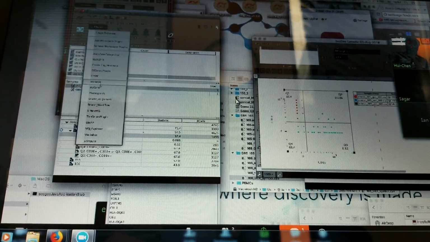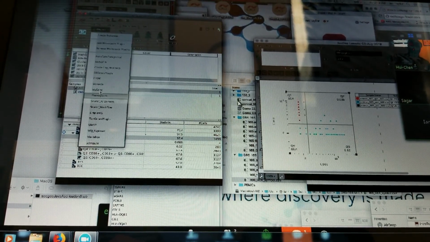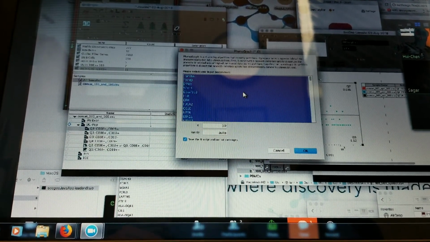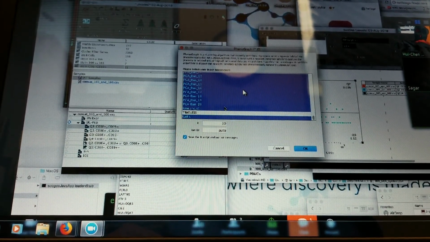Okay. So let's try phenograph. So this is another clustering mechanism. And the authors of this algorithm claim that they can do a better job predicting phenotypes.